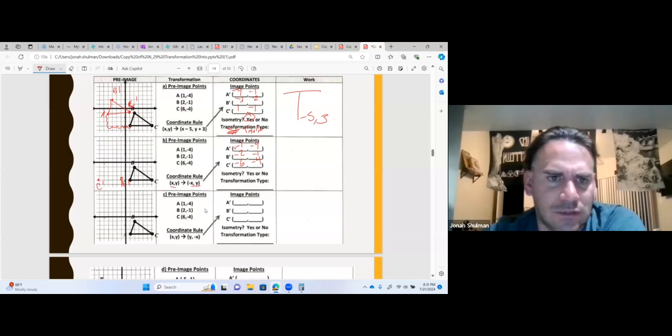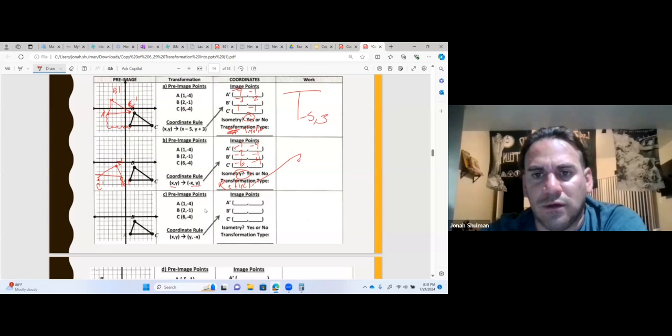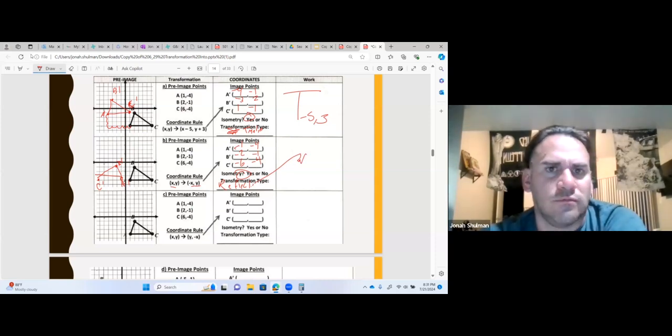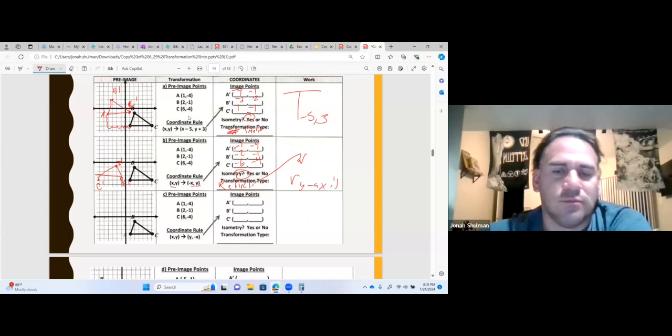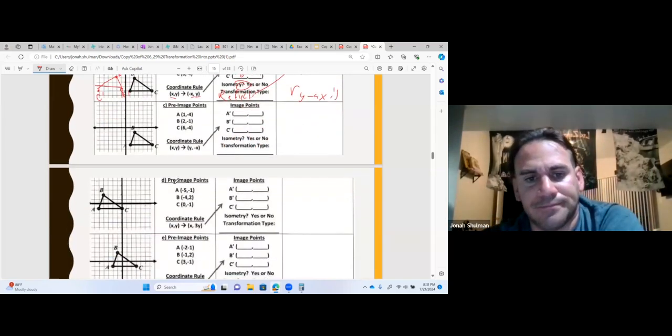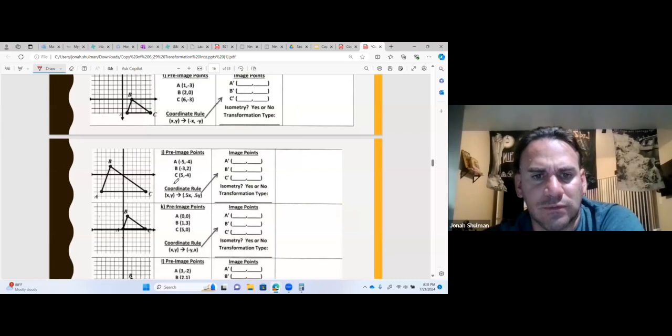And the B is -2, -1. Here's B prime. Looks like the same size and shape. Yes. It's a reflection. So this would be a little r. So it looks like this, r over the y-axis. So here's some really good problems to try. I think they'd be really useful to see what happens.